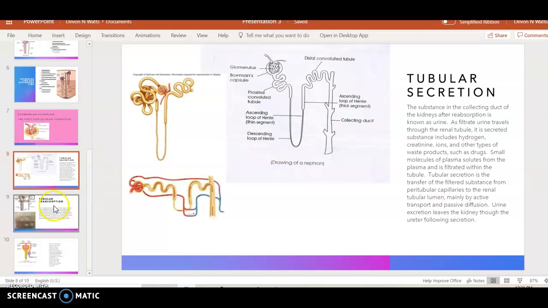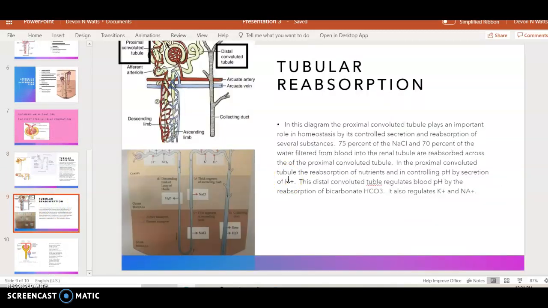However, it still needs to be reabsorbed, so those molecules that are left over that are important to the human body are reabsorbed. And so in this diagram, the proximal convoluted tubule will reabsorb the secretion of several substances. And so in the proximal convoluted tubule, the reabsorption of the nutrients is done.